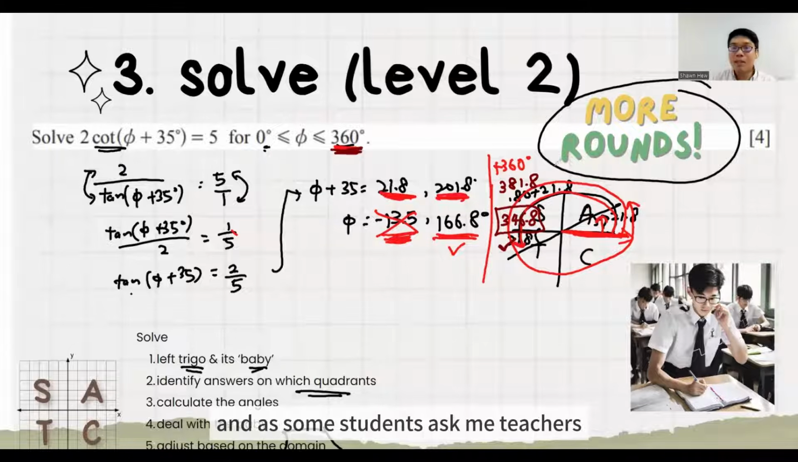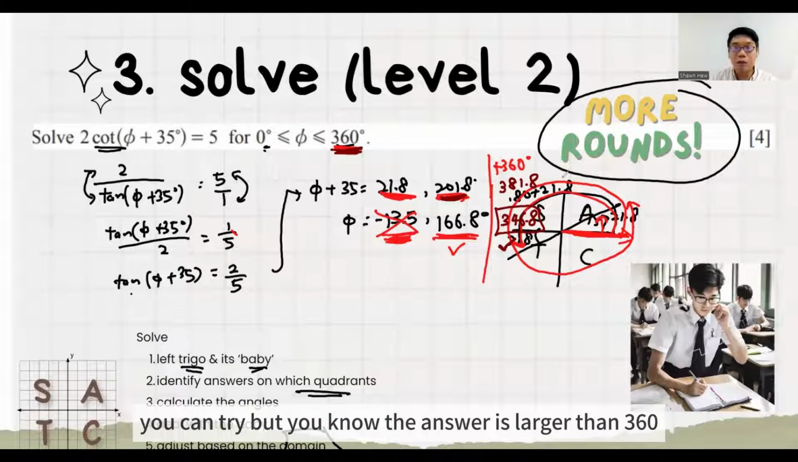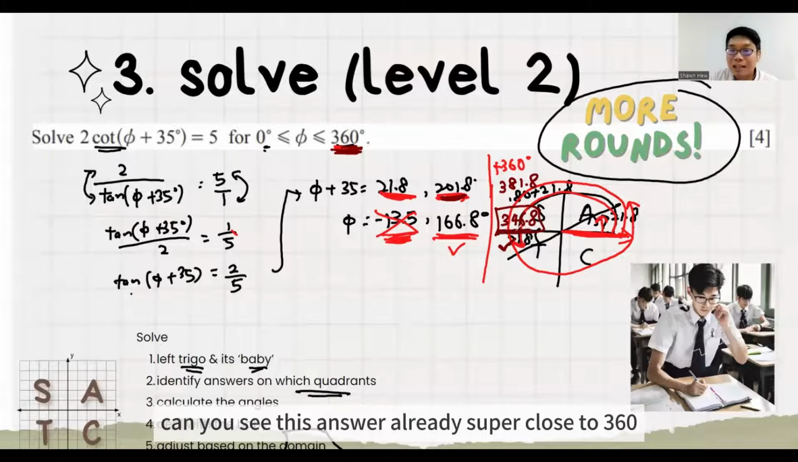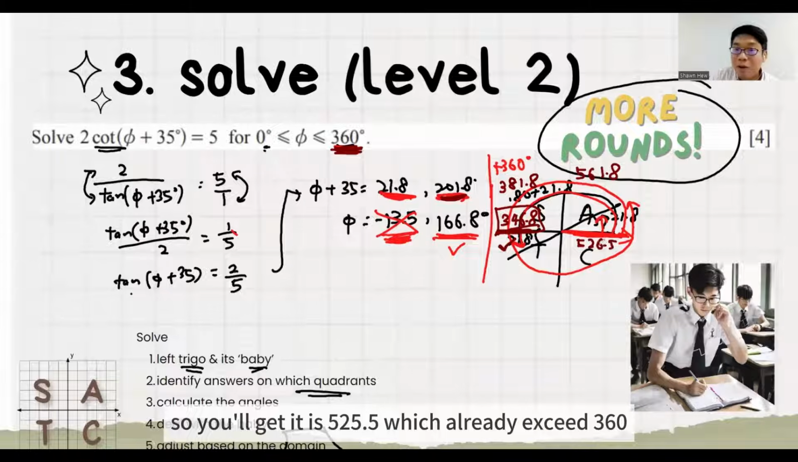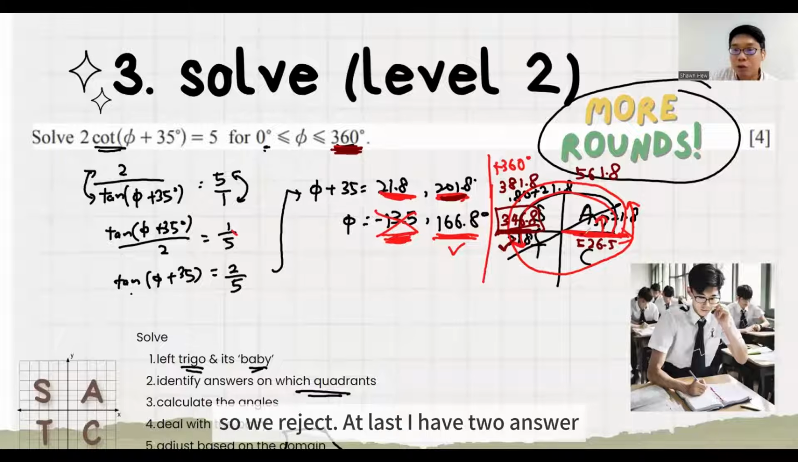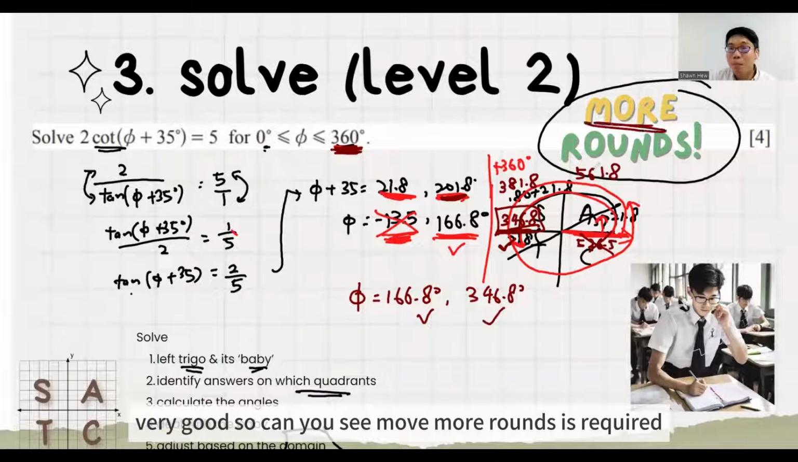And then some students ask me, teacher, should I add this thing with 360 also? You can try, but you will know the answer is larger than 360. Because can you see this answer already super close to 360. But if you want to try, also can. If you are not experienced enough, then please go and try. So you get 525.5, which already exceeds 360. So we reject. At last, I have two answers. Very good. So can you see, move more rounds is required. This is level 2.